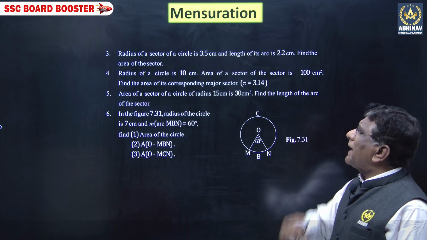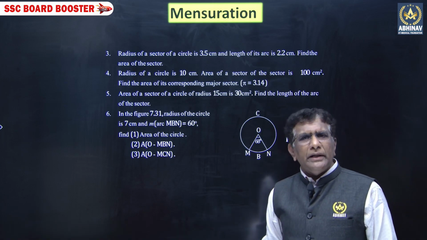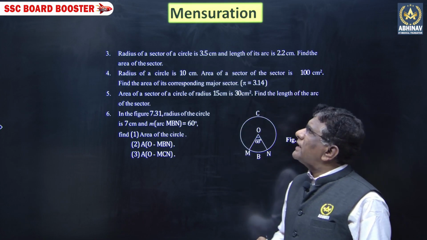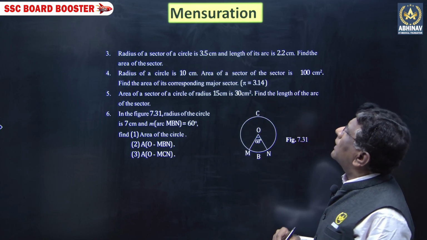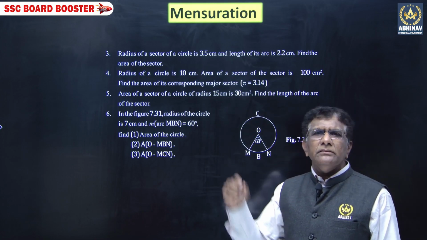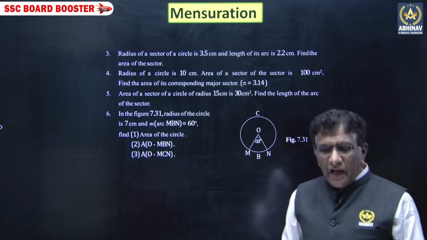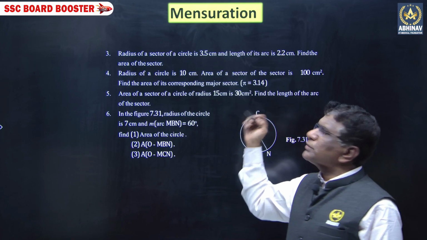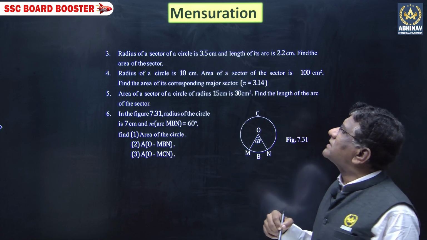Then some practice examples are also given here. See here, the radius of a sector of a circle is 3.5 centimeters. Such examples have been given for 2 marks also. So students, also practice that example.